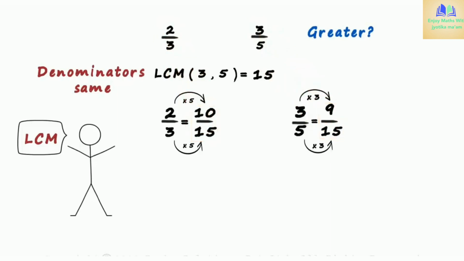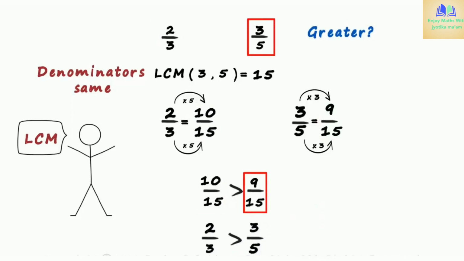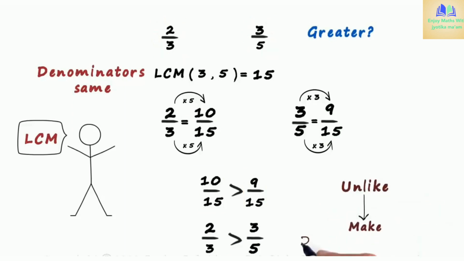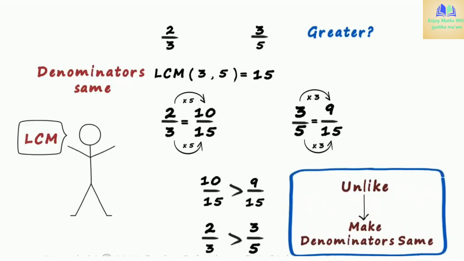Since 10 is greater than 9, we can say that 10 by 15 is greater than 9 by 15. 10 by 15 is 2 by 3 and 9 by 15 is 3 by 5. Hence, the first fraction is greater than the second one. Remember, if the fractions are unlike, make the denominators the same.